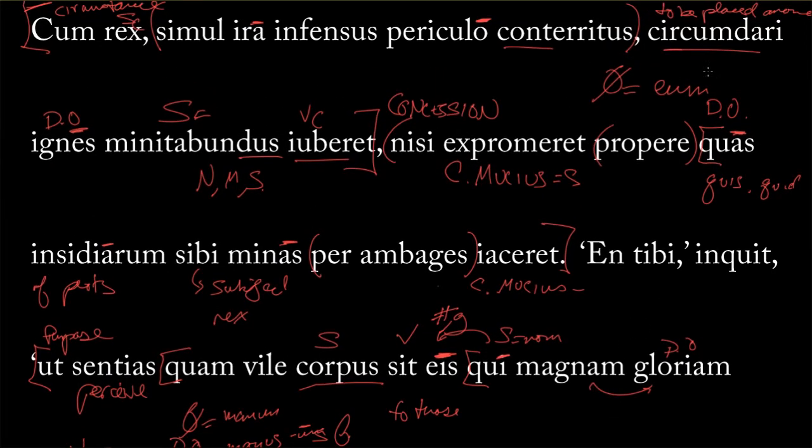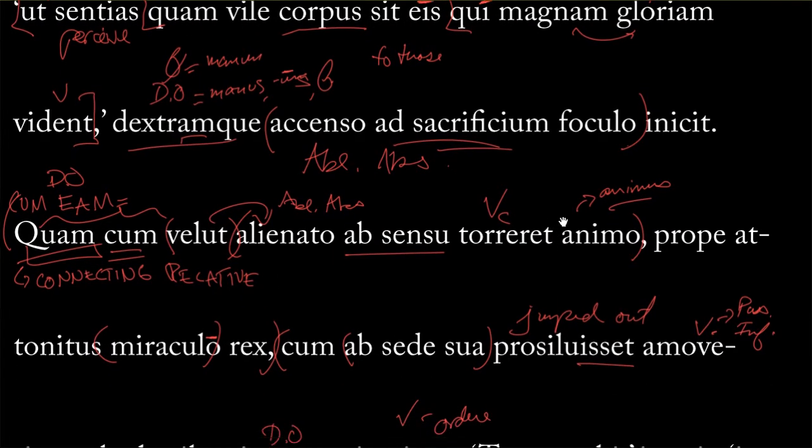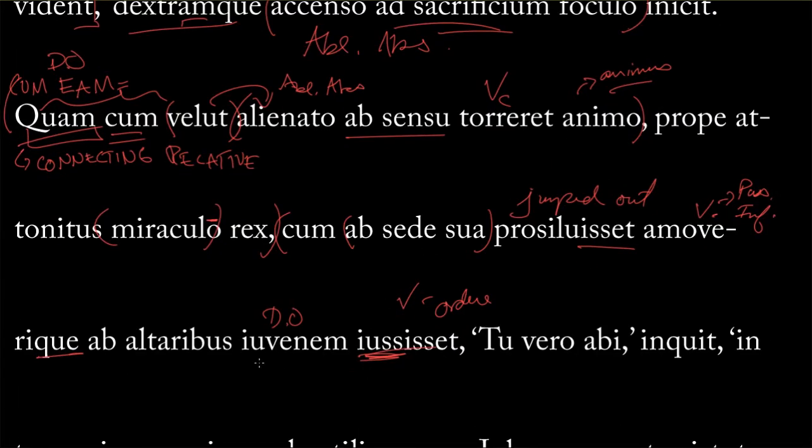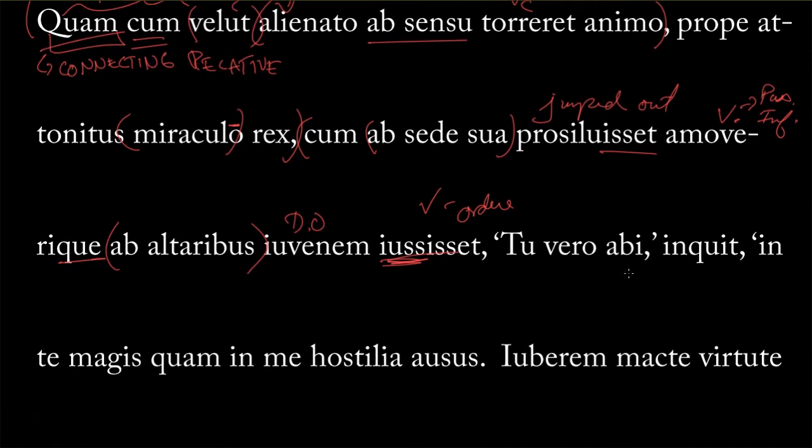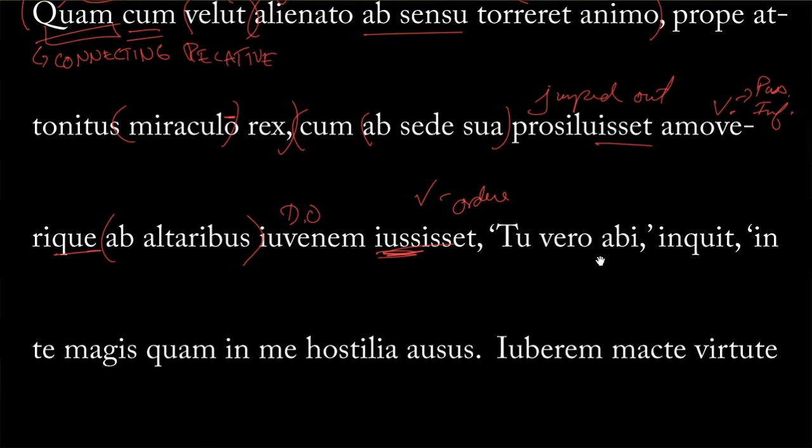that, let's go all the way back up here, he orders in the kind of present tense that the fires be placed around. Here we have, he orders that the young man be removed from the sacrificial altar where all the fires were. And he says, you, truly, indeed, you, go away, he said.